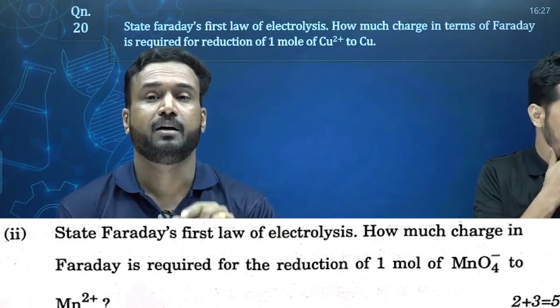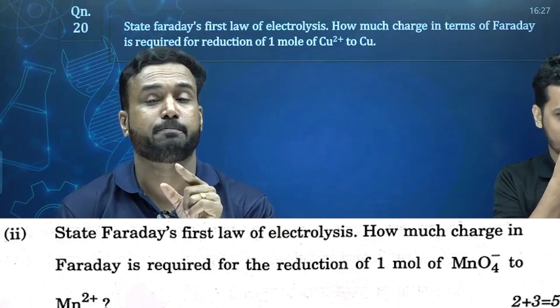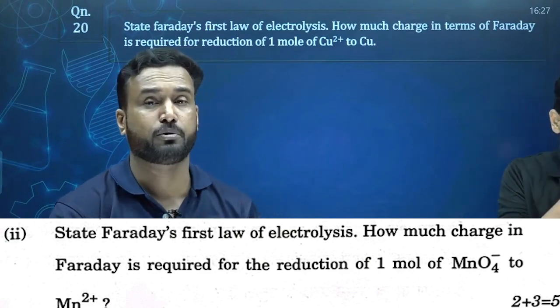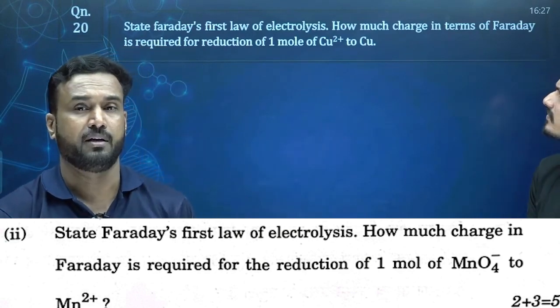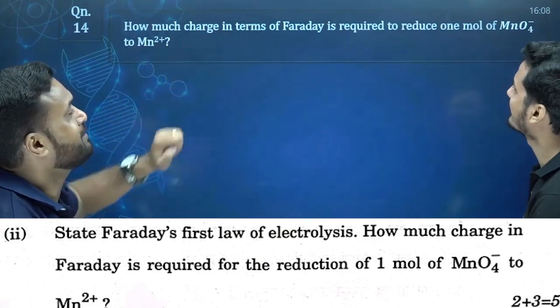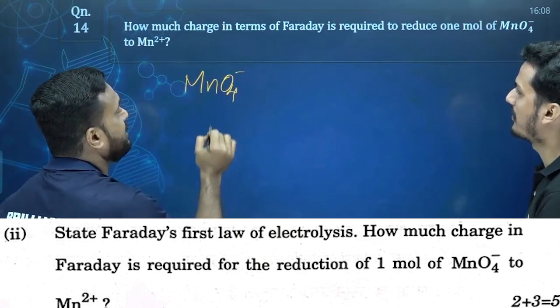First law states that the mass of substance deposited or liberated at the respective electrode is directly proportional to the quantity of electricity passed through the electrolyte. How much charge in terms of Faraday? See guys, this is the easy one. Even the same equation we are using in the d and f block MnO4 chapter.